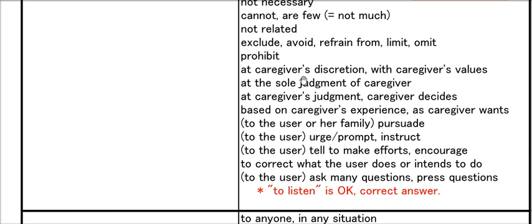At caregiver's discretion, with caregiver's values, at the sole judgment of caregiver, at caregiver's judgment, caregiver decides, based on caregiver's experience, as caregiver wants, right? These are not good, right?